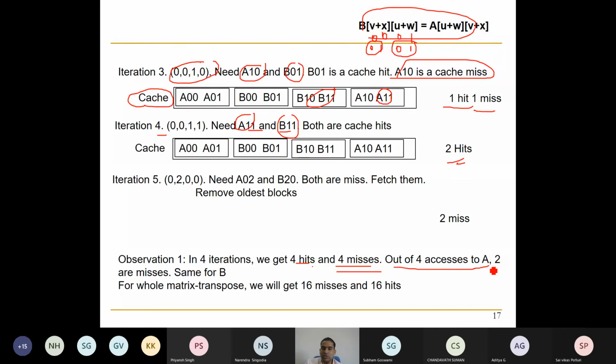So out of 4 accesses to A, 2 are misses, same for B. Okay. So is it clear to everyone? If no, please ask question. Okay, somebody is typing chat.